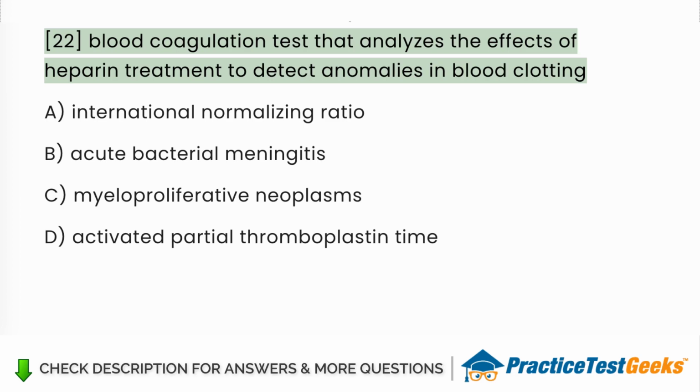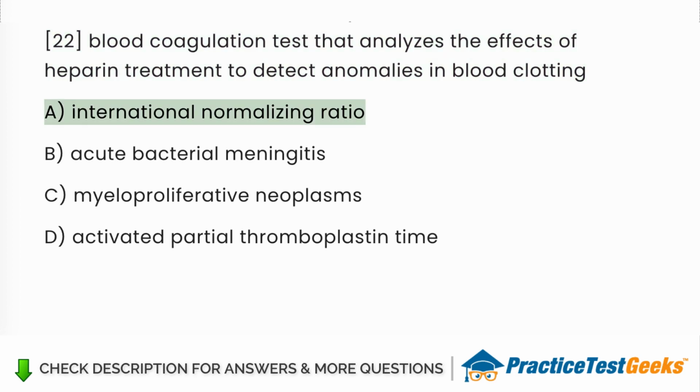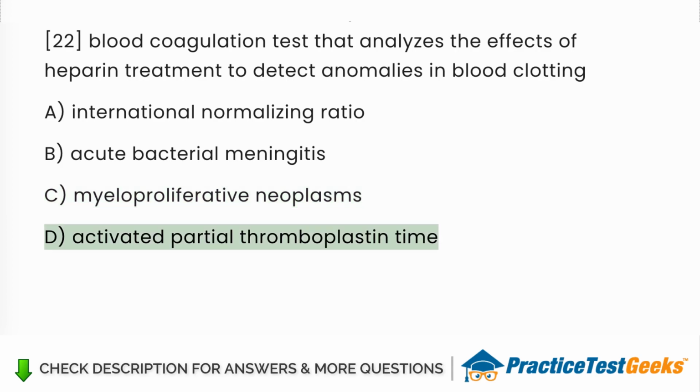Blood coagulation test that analyzes the effects of heparin treatment to detect anomalies in blood clotting. A. International normalizing ratio. B. Acute bacterial meningitis. C. Myeloproliferative neoplasms. D. Activated partial thromboplastin time.